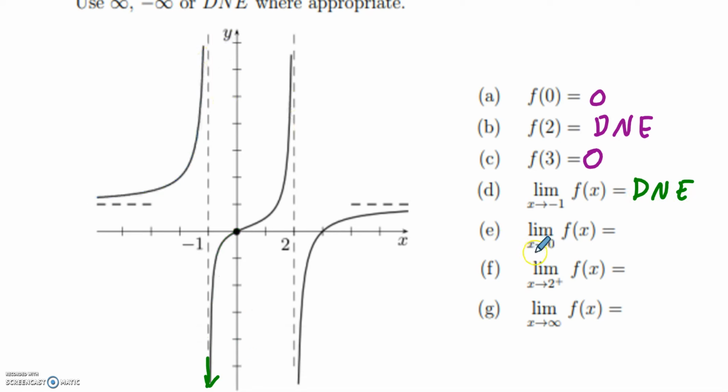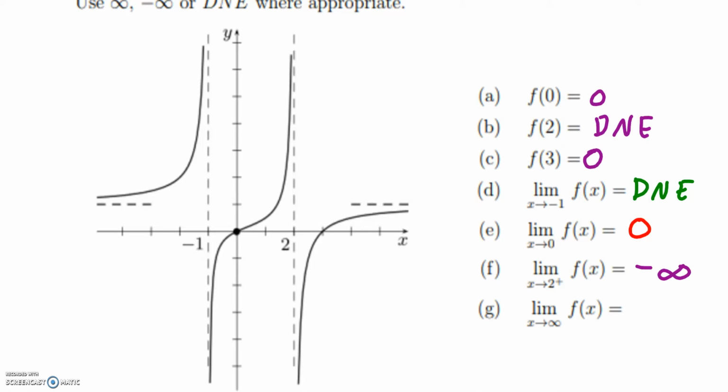Part E, the limit as x approaches 0. So from either direction, if I approach from the left, it approaches 0. If I approach from the right, it approaches 0. So the limit is exactly 0 because it's the same from both directions. Part F, the limit as x approaches 2 from the right side. So as my graph approaches 2 from the right, it looks like it's going all the way down towards negative infinity. So it is approaching negative infinity for part F.